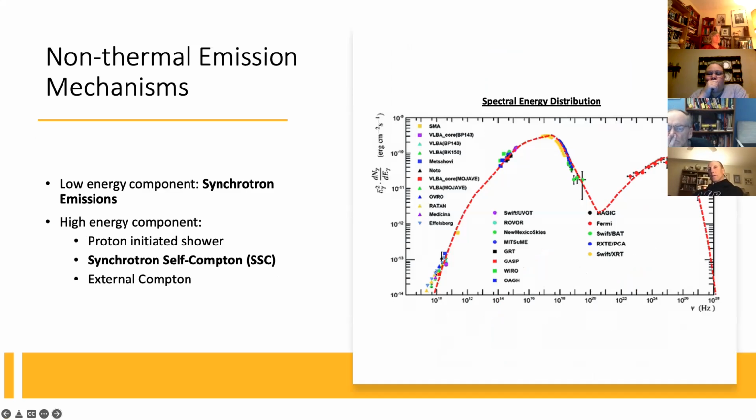Well, this low energy peak, or low energy component, is due to something called synchrotron radiation or synchrotron emission. And the high energy peak, nobody can agree on. The most common and simple model is synchrotron self-Compton, which I'll talk about. Other possible explanations for this high energy peak are something called a proton initiated shower, or external Compton, which is light from just the cosmos, basically giving energy to light that already exists. But I'm going to focus on synchrotron emission and synchrotron self-Compton.